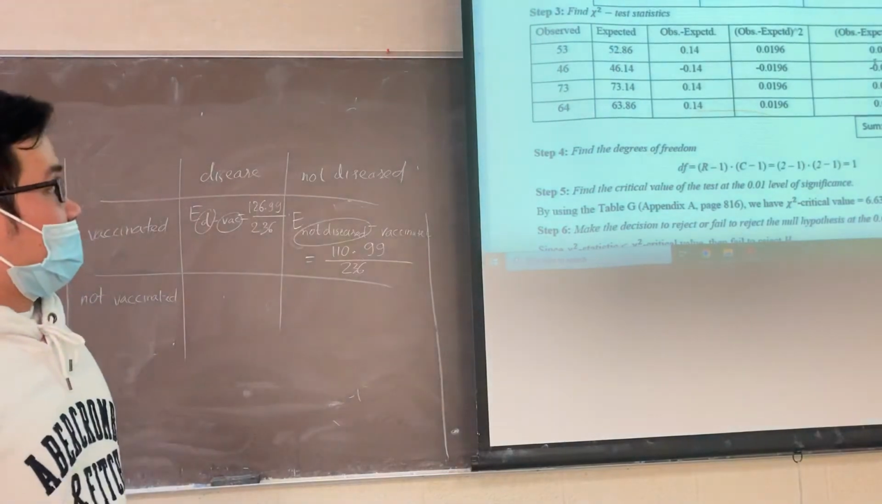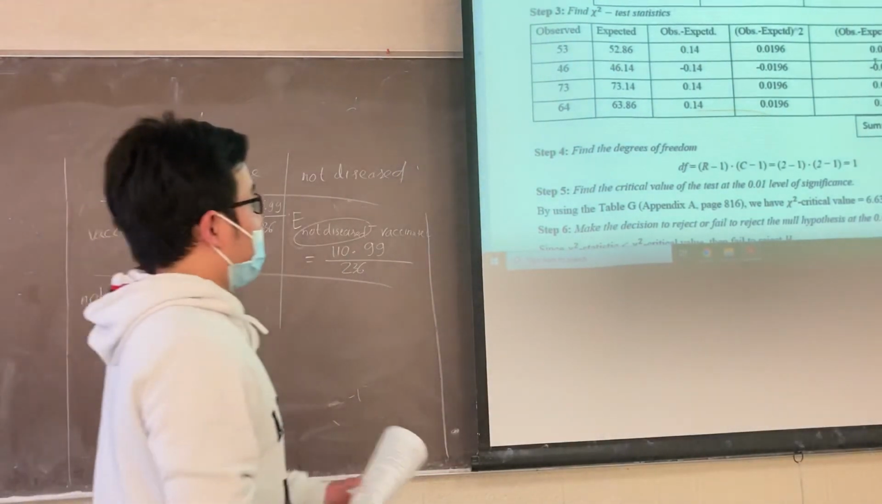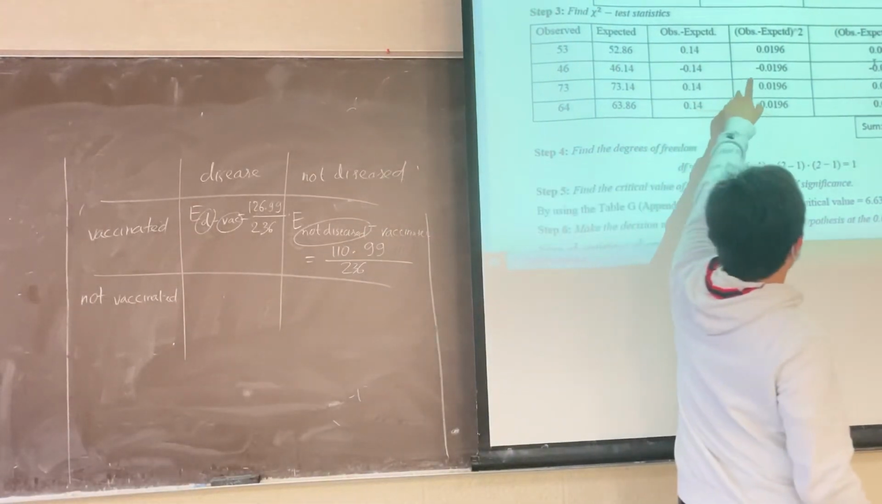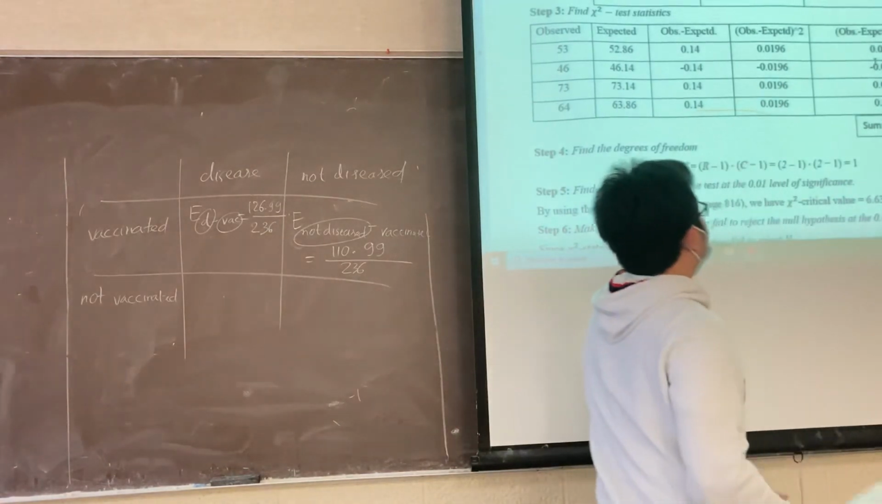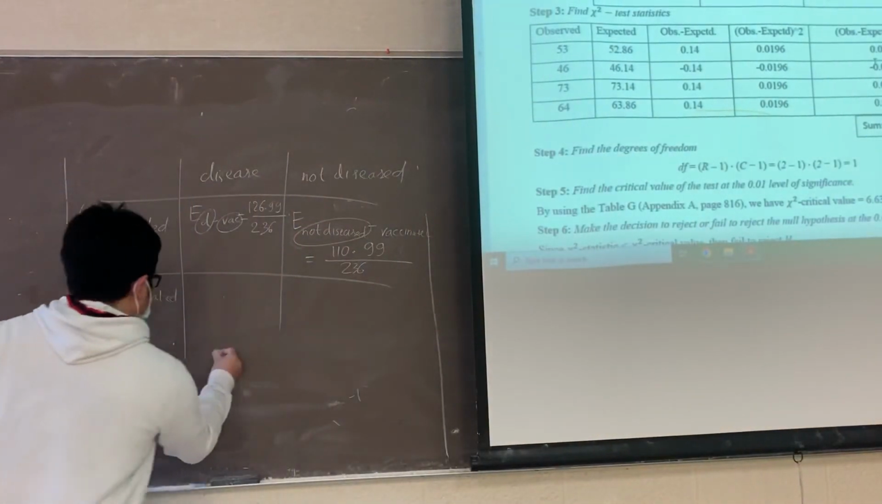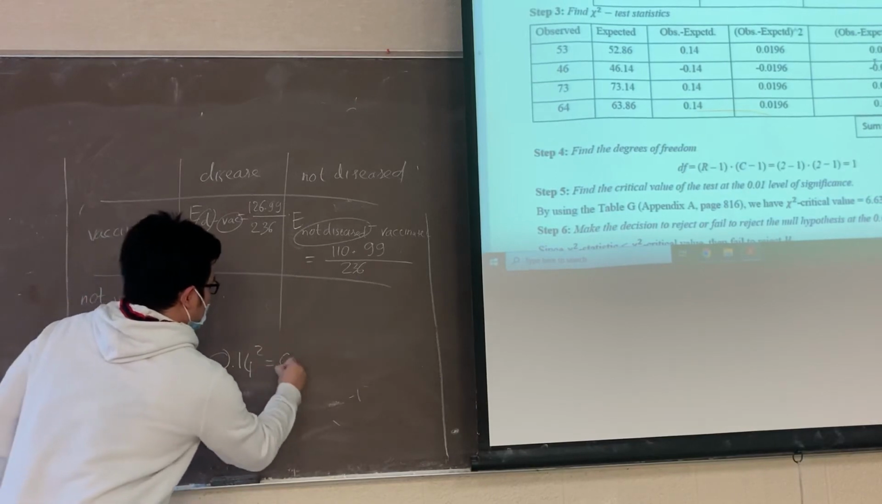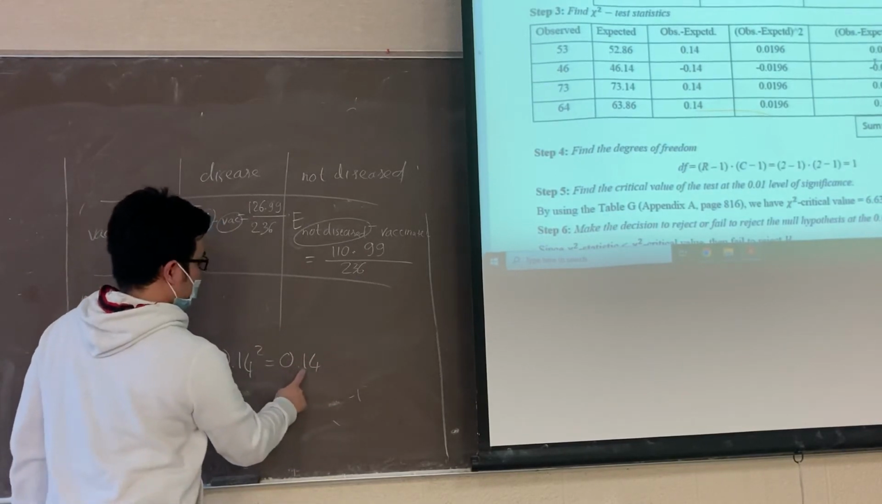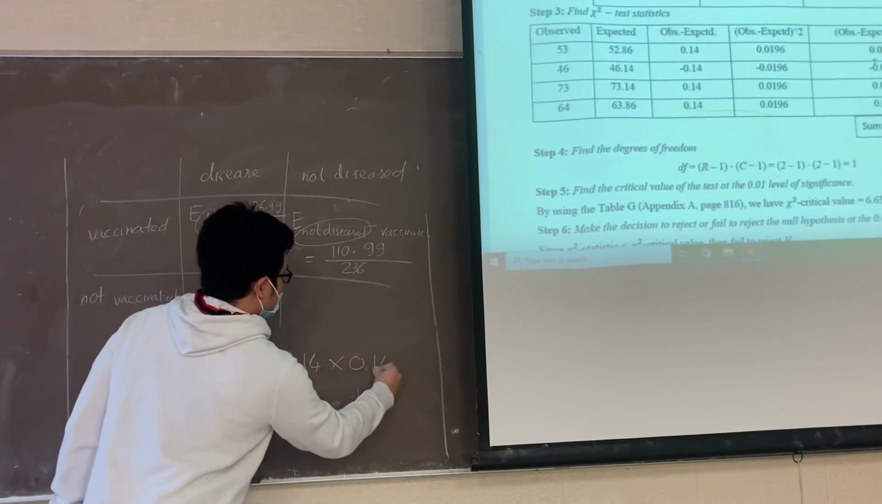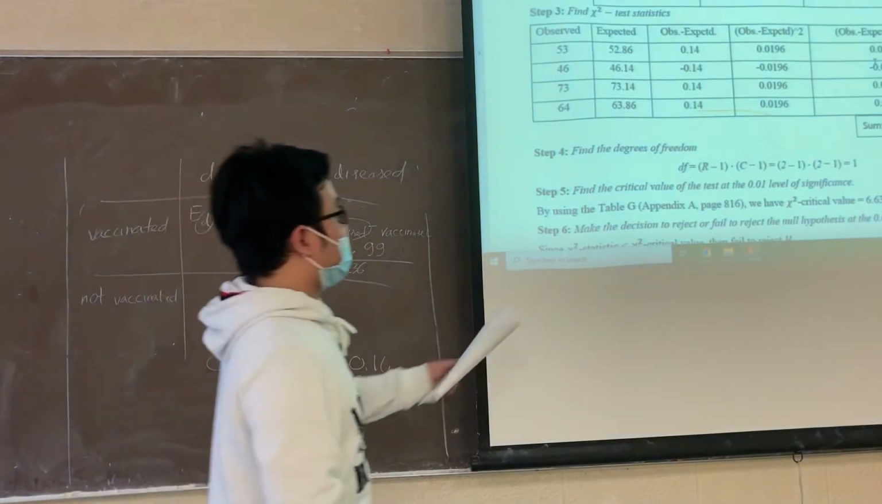0.14. Okay. When you find this, you can find the observed minus expected count squared by using this formula. This one is exactly 0.14 times 0.14. So you will find this value here.